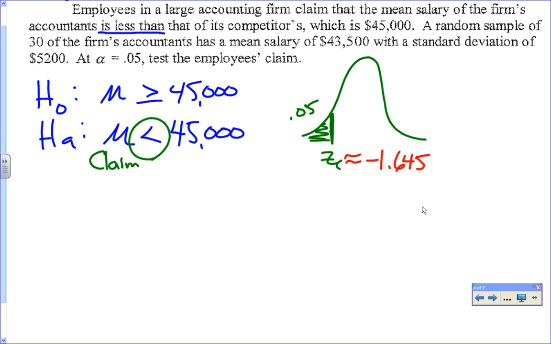Now we've just set up the test, haven't we? We haven't really tested anything yet. So what I need to find out is the Z-score for the information they gave me. They gave me their mean and their standard deviation. This is for a sample, correct? So if this is Z, I'm looking for the Z-score for that sample mean.